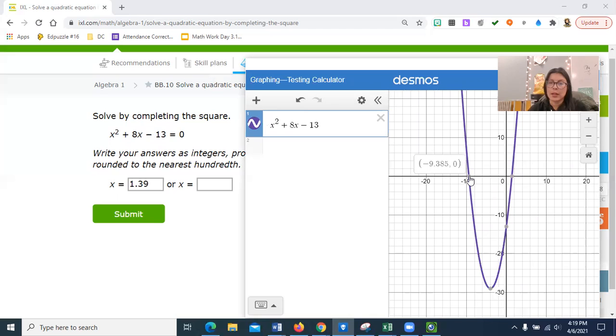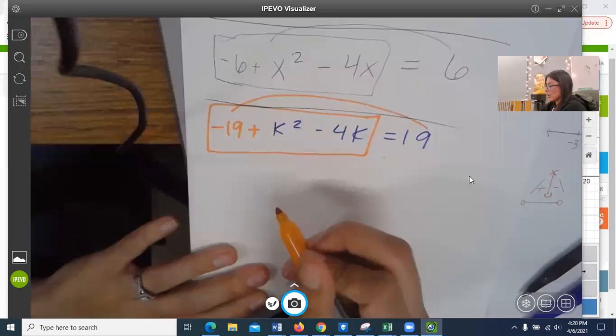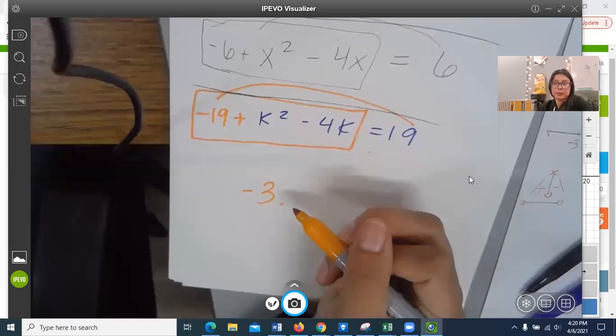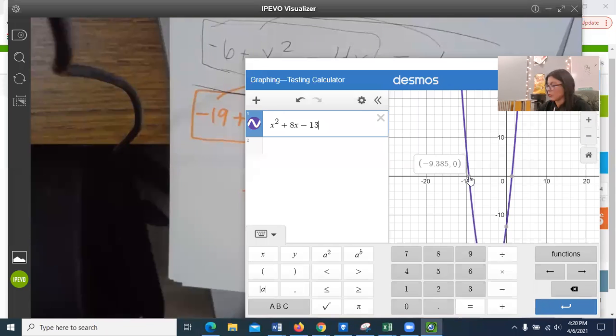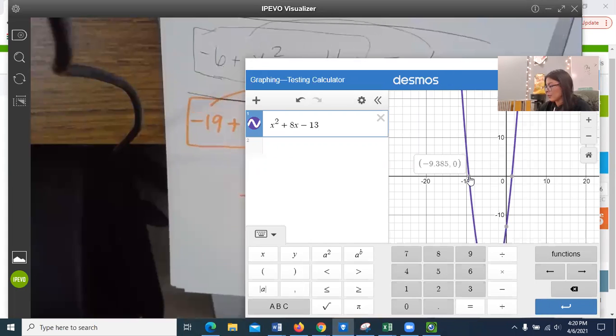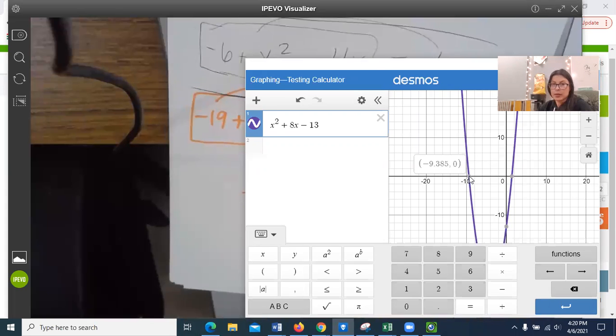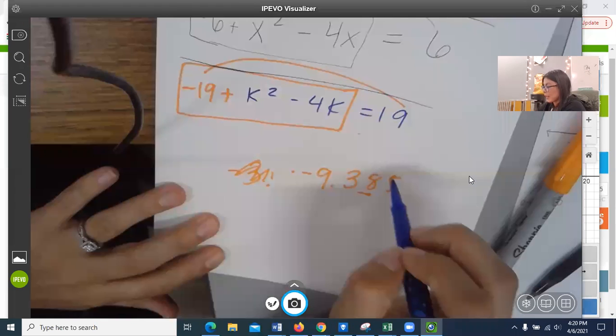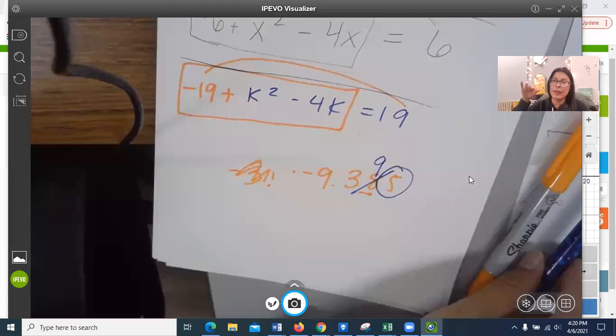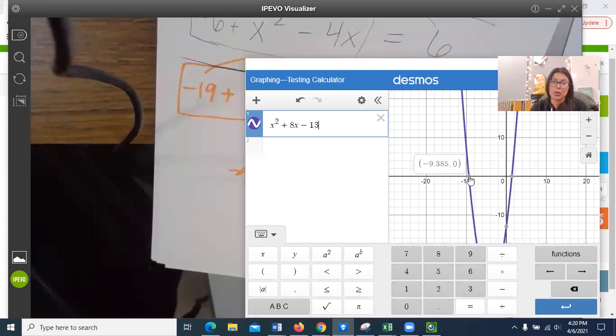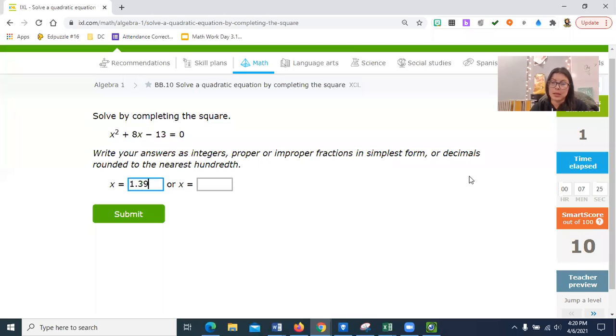This one's negative 9.385. That means if you're not sure how I'm rounding, watch. What was it? Oh, it was negative 9.385. So I stop here. Oh, you can't see. I stop here, but because this is a 5, this is going to round up to 9. 5 and up, you round up. So it's going to be negative 9.39. Okay, and then you do this and so forth.